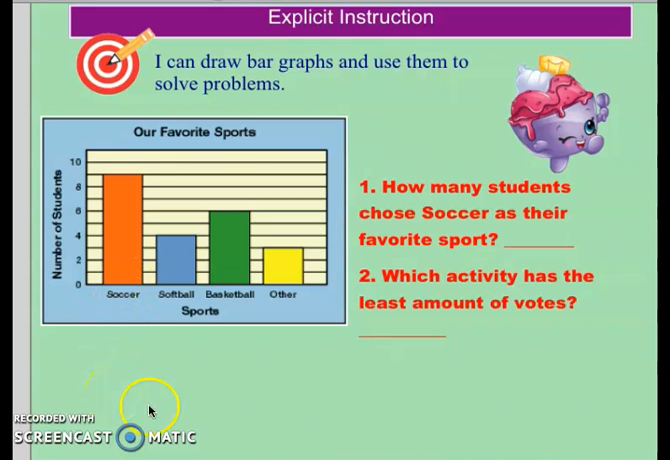Looking at the bar graph, I'm going to answer question number 2. Which activity has the least amount of votes? Well, I'm going to look at which bar is actually the smallest of the 4. And you guessed it, it seems like other got the least amount of votes.